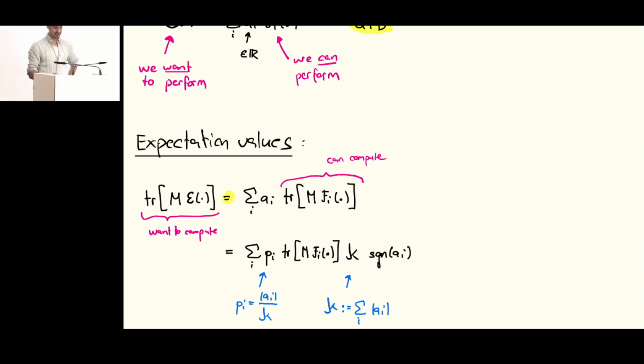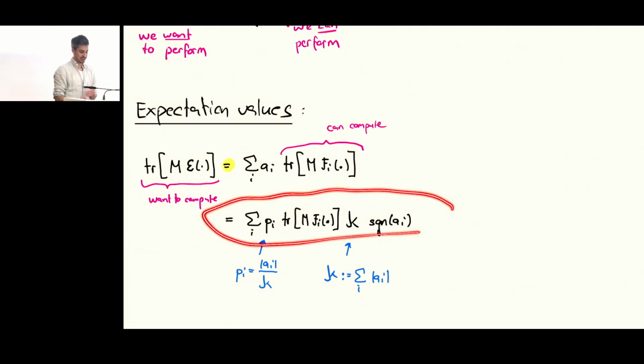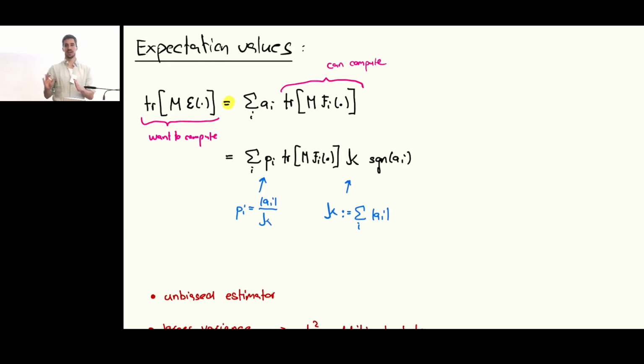Then we can do a little reformulation: we introduce p_i, and we introduce a constant kappa, which is the one norm of our coefficients. Then we can just rewrite it like this. This is really a basic rewriting. And then you see you have a Monte Carlo type algorithm. With probability p_i, I pick an operation F_i, I evaluate this expectation value, I classically post-process the outcome with this constant, this number, and I get an unbiased estimator. So I get the true expectation value.